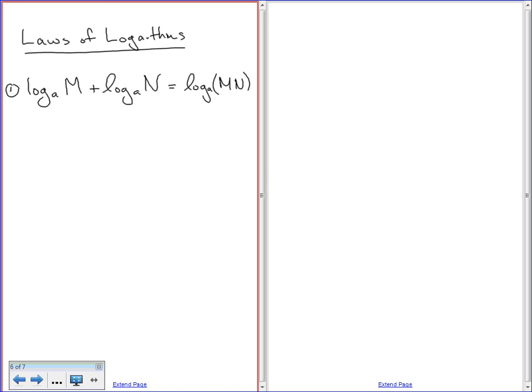How is this useful? I'll just show you a very simple example of how this is useful. Evaluate without a calculator.